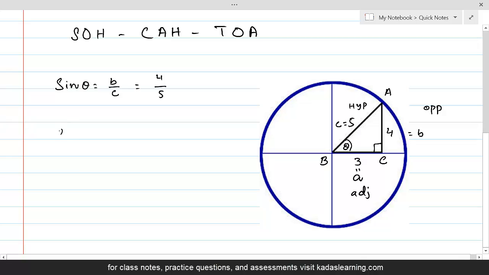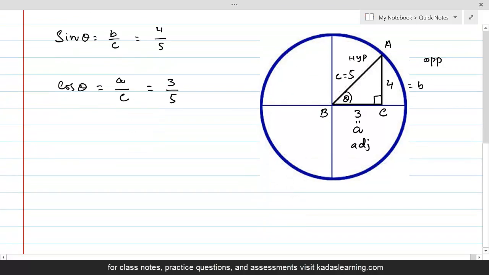Cos theta, which is adjacent over hypotenuse. Now what is adjacent? That is A, its value is 3, and hypotenuse again C, and its value is 5. So we can write it as A over C equal to 3 over 5.